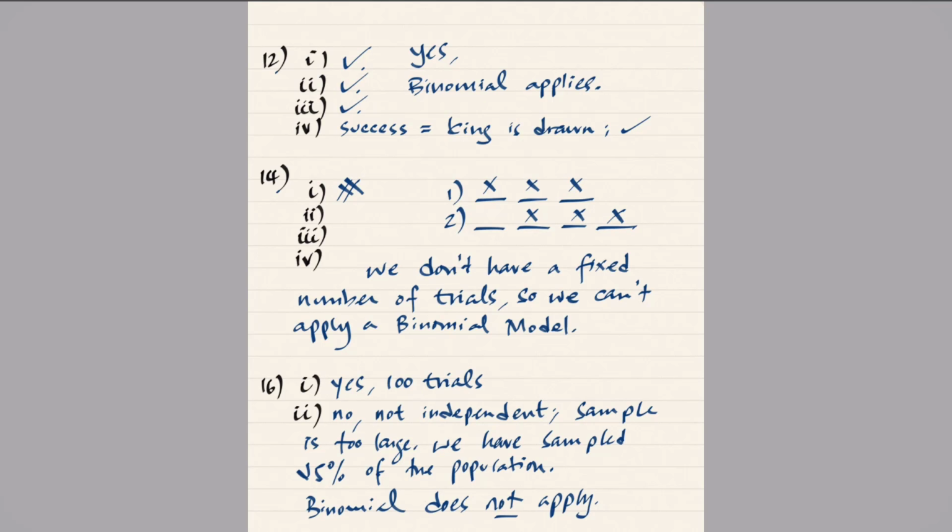So as you can see, I have my answer down here at the bottom. With regard to the first condition, do we have a fixed number of trials? We do. There's 100. With regard to the second condition, are they independent? And we would say no, they're not independent. And again, it's because the sample is too large. We sampled 25% of the population, which is not good. And for that reason, the binomial model does not apply.